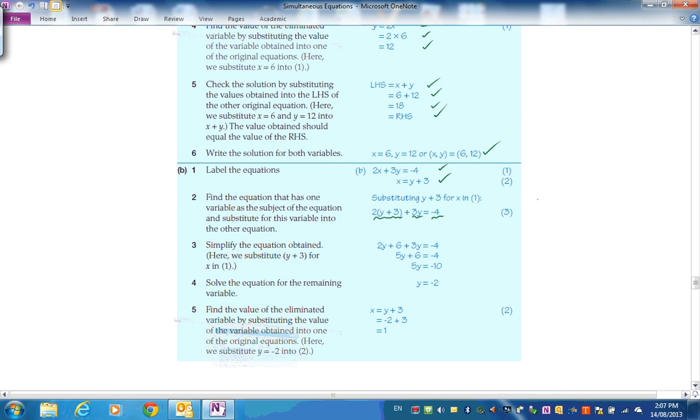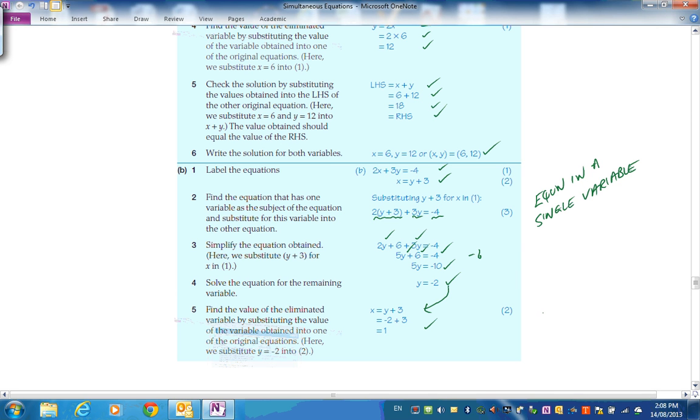Again, we have an equation in a single variable. And that's what we were trying to do with the elimination method as well. An equation in a single variable can be solved. So therefore we've got 2y plus 3y is 5y, plus 6 is -4, subtracting 6 from both sides, 5y equals -10, y is -2. Then going back to the other equation, sticking in -2, we will get x is 1.